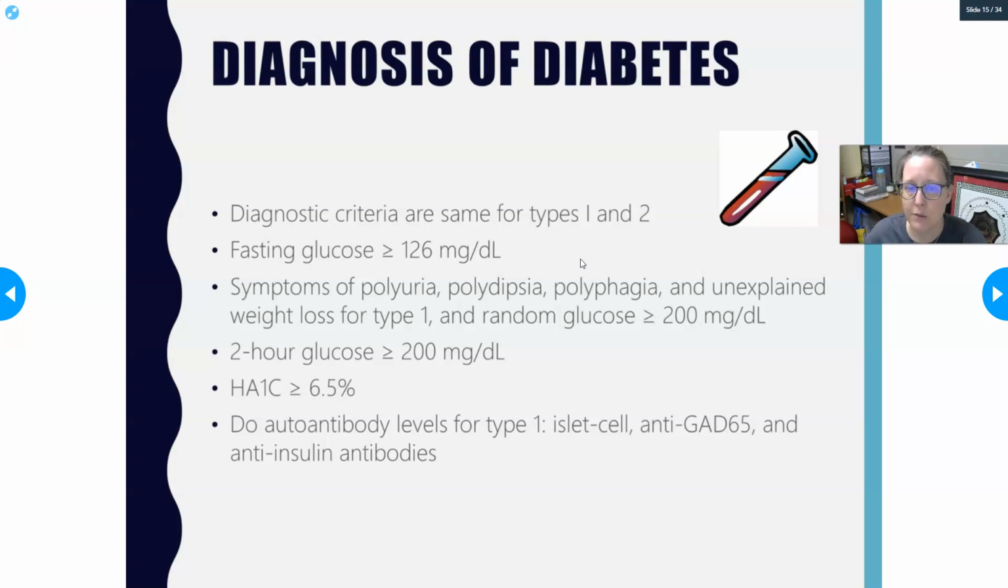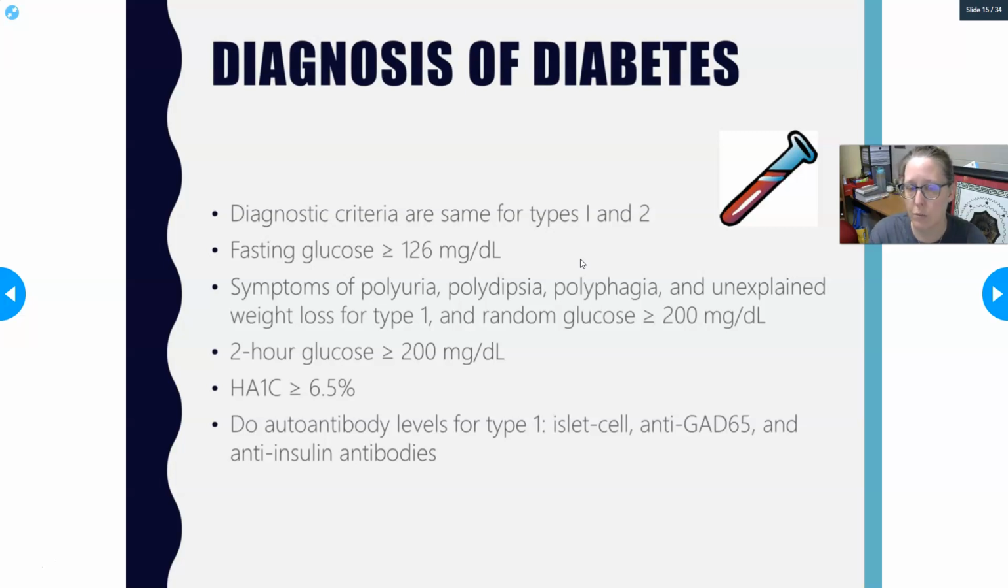If they have symptoms of polyuria, polydipsia, polyphagia, and an unexplained weight loss with type 1 diabetes, or they're overweight for type 2 diabetes, and a random glucose that is above 200 milligrams per dL. So this is a non-fasting glucose. They're in the physician's office and they go ahead and do a blood sugar and it's above 200, then you can bet they're diabetic.